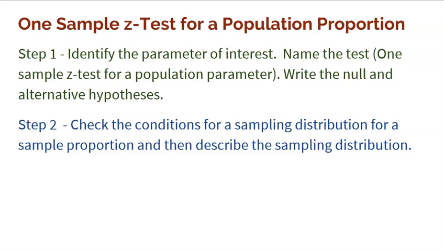Step 1 involves 3 things. They're all very easy. Identify the parameter of interest. You're just stating what the proportion you're interested in the problem is. Name the test, a one sample z test for a population parameter, and then write the null and the alternative hypotheses. Step 2 is checking the conditions and building the sampling distribution, assuming the null is true.